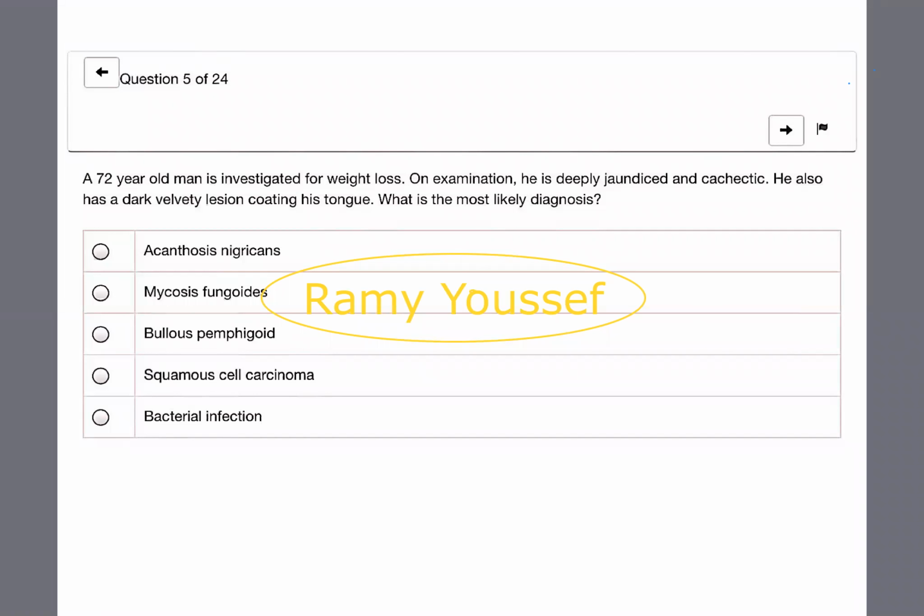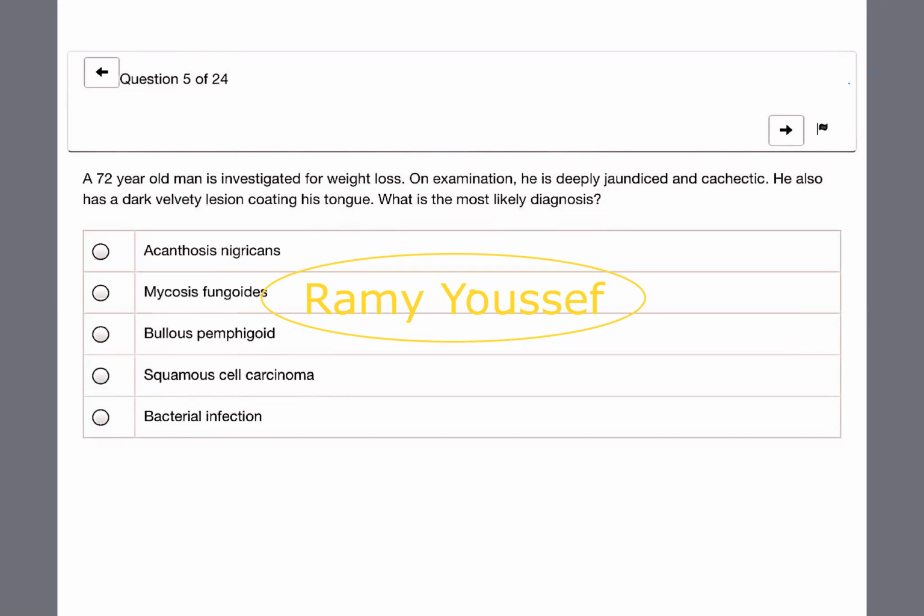Jaundiced, cachectic, velvety lesion. I think it might be mycosis fungoides, because this is an old man with weight loss, jaundice and cachexia. So it is something like cancer. So we are talking about a cancerous lesion or paracancerous lesion.